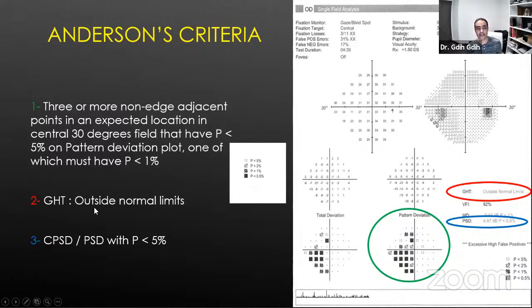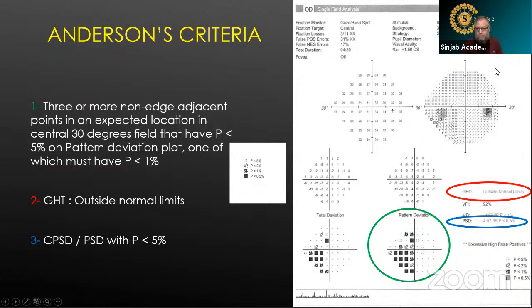Glaucoma hemifield test. It should be marked as outside normal limits. Does it say outside normal limits here? Yes, right. So check mark. We have 2 now.